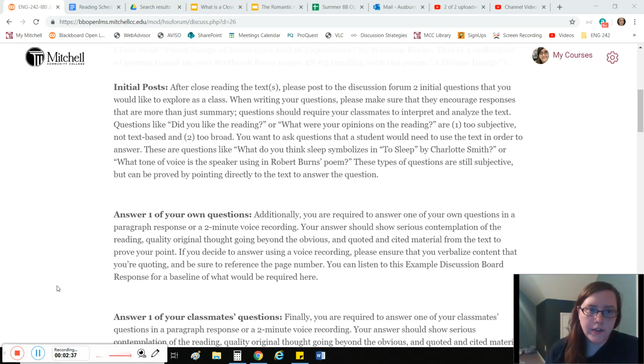When you are asking questions, you want to ask questions about the text that would warrant a reply that requires close reading and analysis. So you don't want to ask evaluative questions like, did you like this reading? Something like that does not ask a student to analyze the text. It just asks a student to look at the merit of the text or their own personal feelings about a text. That's not really the goal of this class, so we want to avoid questions like that. Also, questions like, what were your opinions on this reading? I think that's just too vague.